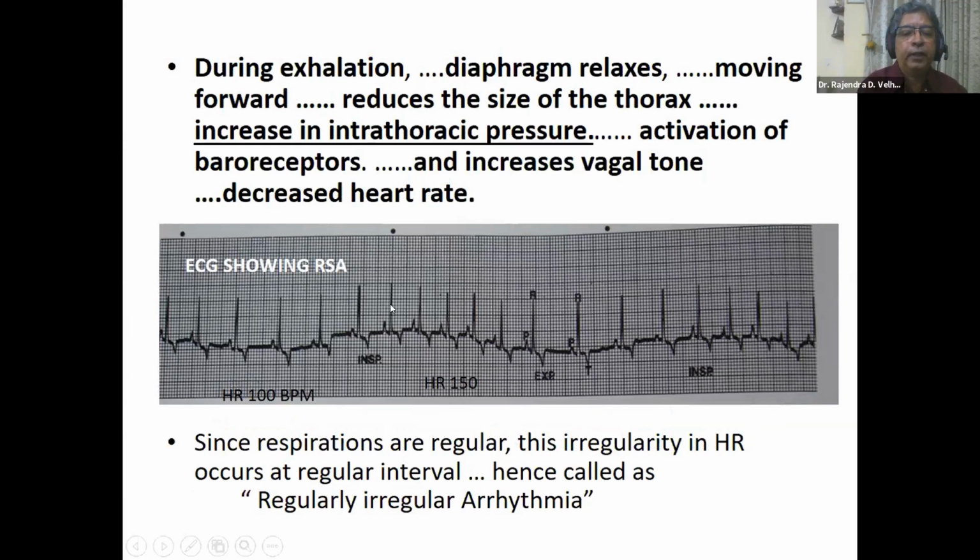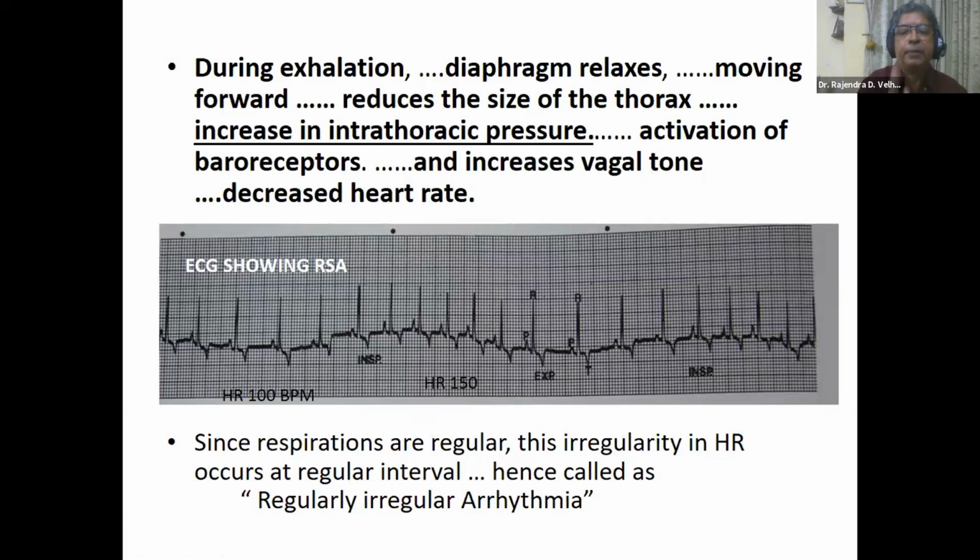If you observe this particular ECG, this is an expiratory phase during which the heart rate is 100 beats per minute, and this is the inspiratory phase during which the heart rate is 150 beats per minute. So now this is during inspiration, the heart rate again increased. During expiration, again it has decreased, and in inspiration it has increased. So this irregularity is occurring at regular intervals.